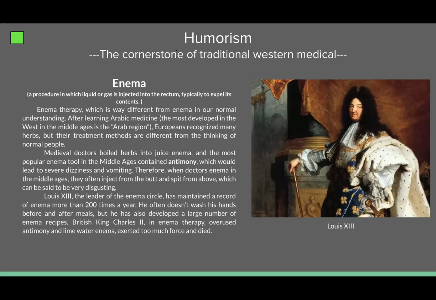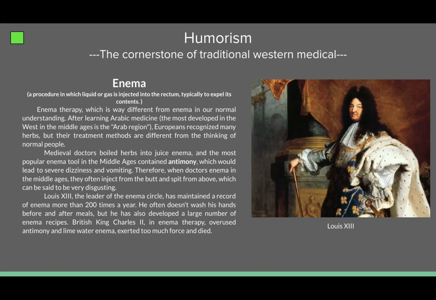After learning Arabic medicine, Europeans recognized many herbs, but their treatment methods were different from the thinking of normal people. It is hilarious. Medieval doctors boiled herbs into juice enemas, and the most popular enema tool in the Middle Ages contained antimony, which would lead to severe dizziness and vomiting. Therefore, when doctors gave enemas in the Middle Ages, patients would often be injected from the butt and spit from above, which can be said to be very disgusting.